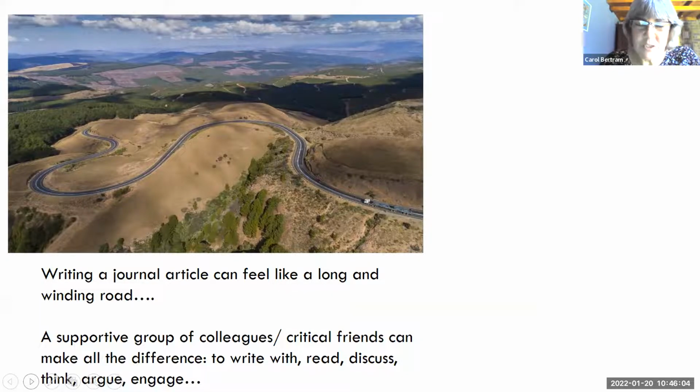I think we've got 2 or 3 more minutes, and then we can open up to having some discussions and questions and comments.